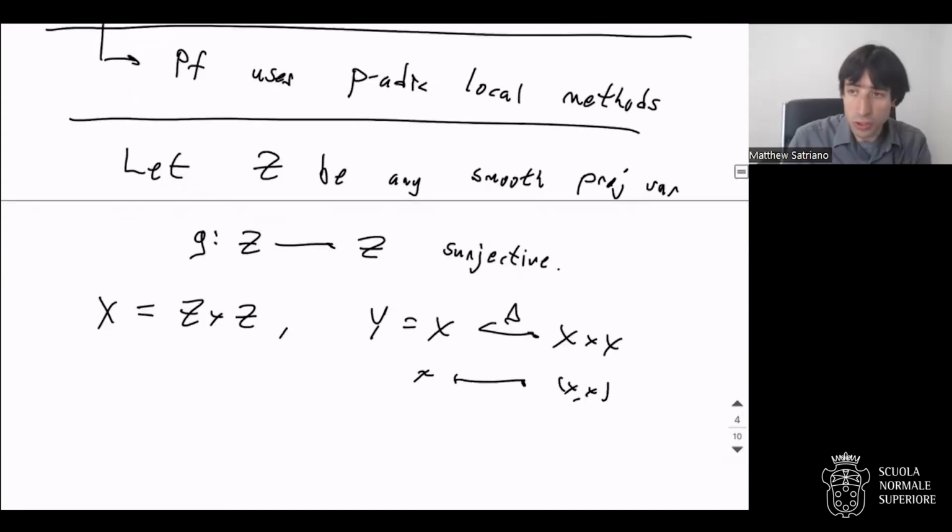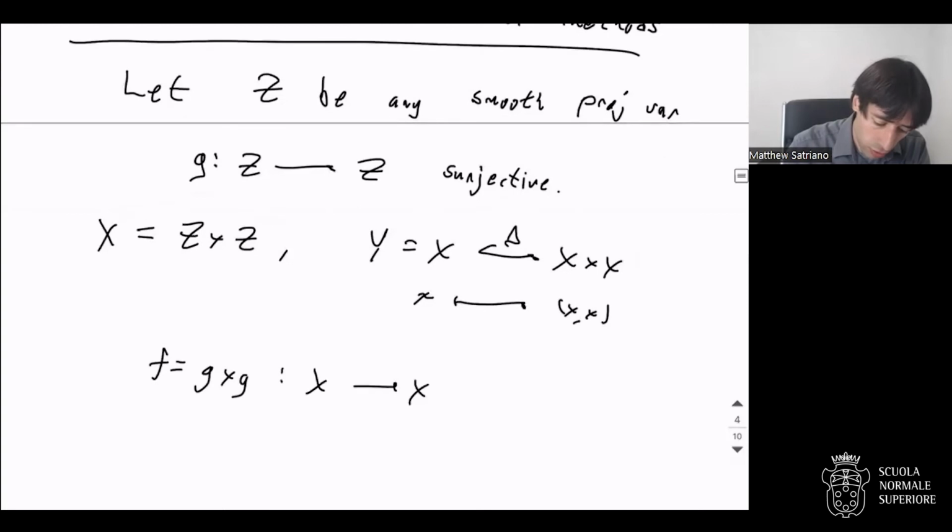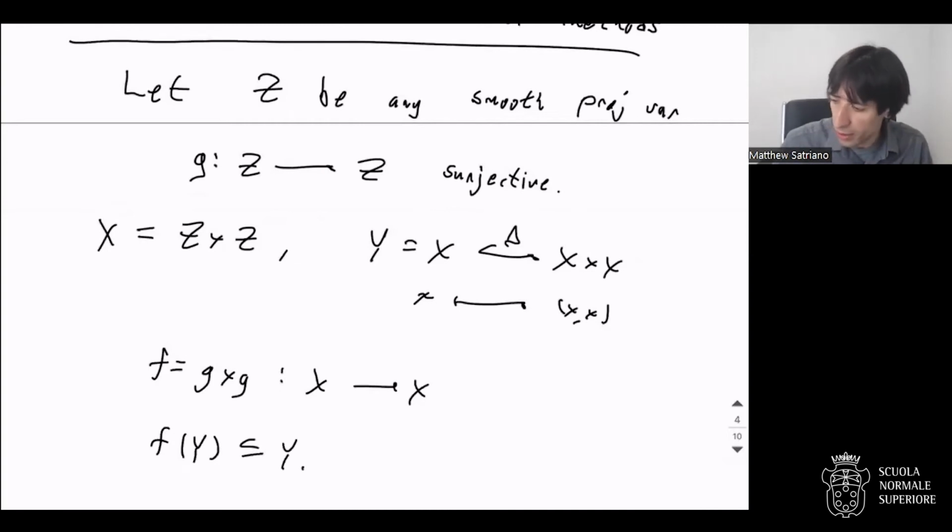And under this situation, if you take f to be g cross g, then that goes from X cross X and it automatically preserves the diagonal. So then f of Y is contained in Y. So we're in the setup that they care about.